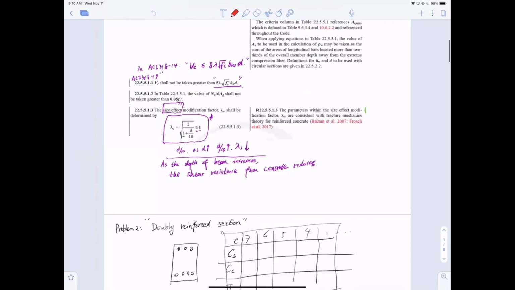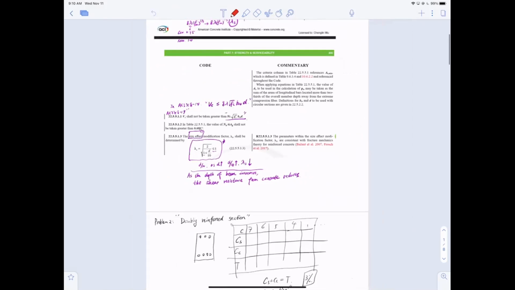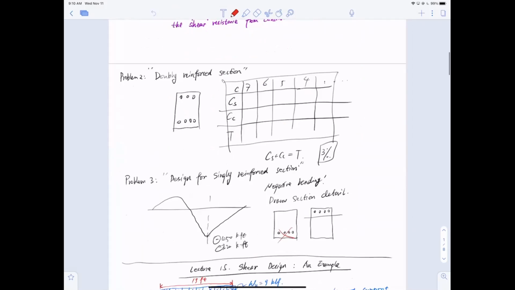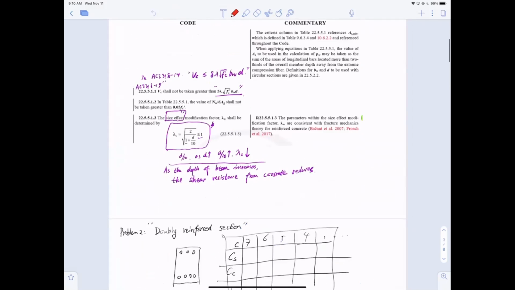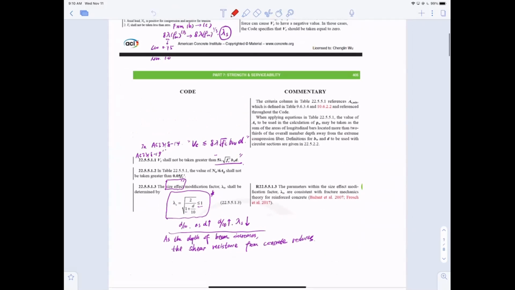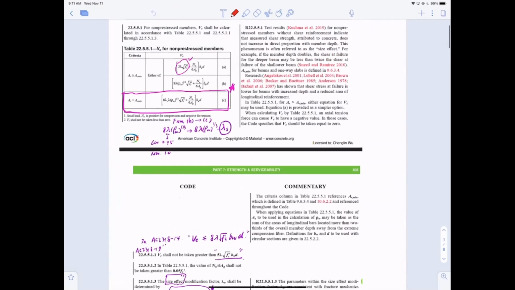Okay, for the critical section, we also talk about the design differences between ACI 14 and ACI 19. Since we do not have the textbook for 19 yet, we're not trying to test you on both codes and confuse you. Only one big difference you should remember: if you use 14, when you calculate Vc, you have to use a different approach.